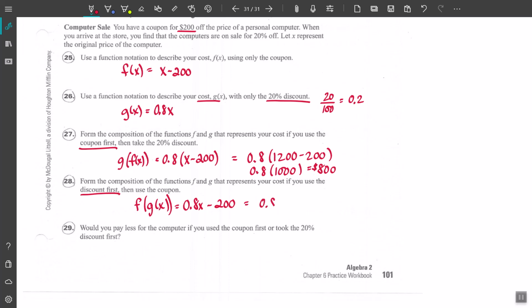If I take the 80% first of the 1,200 and then take away 200, well, 80% of 1,200 is $960. Then I take that 200 away, and I end up with $760. So just a simple illustration there shows you that if you take 80% of a number first, you're going to get a smaller number, and then you take 200 away from that, that's going to be the better deal in the end. So the answer here is it's better to use the discount first and then the coupon.